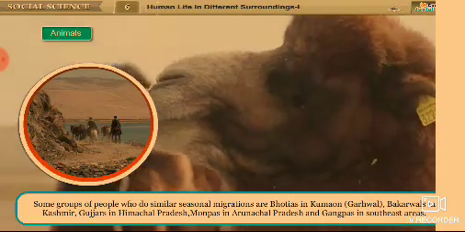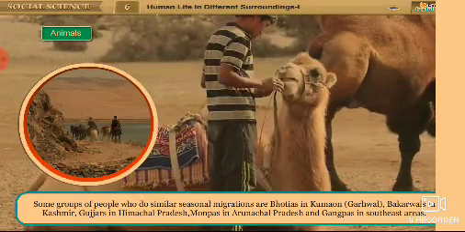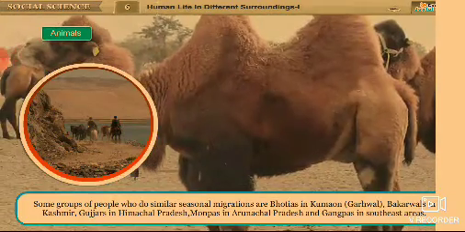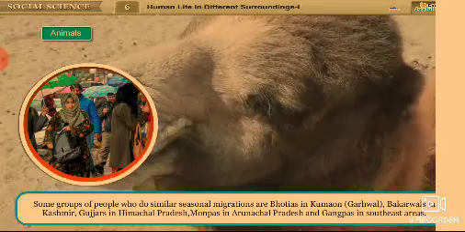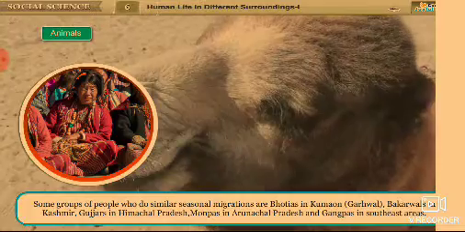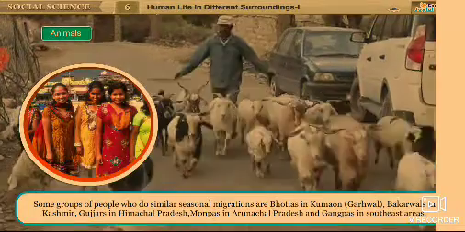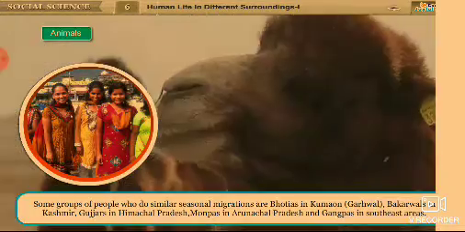Some groups of people who do similar seasonal migrations are Bhutias in Kumaon and Garhwal, Bakarwals in Kashmir, Gujjars in Himachal Pradesh, Monpas in Arunachal Pradesh and Gangpas in southeast areas.